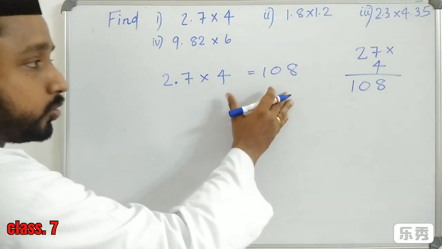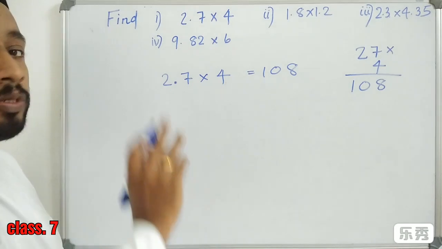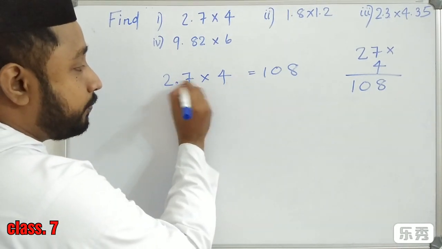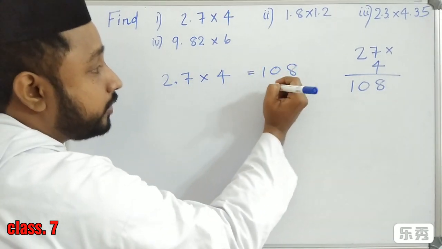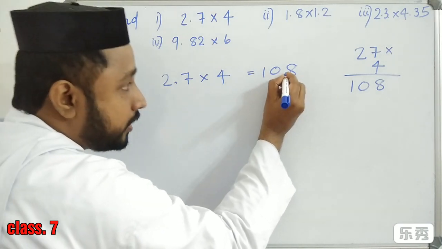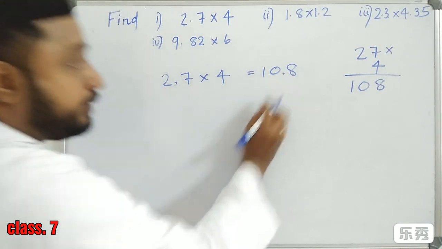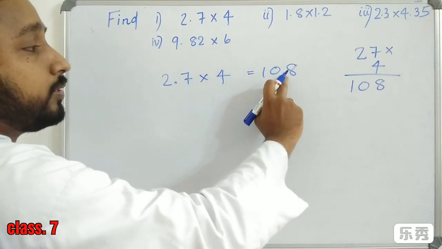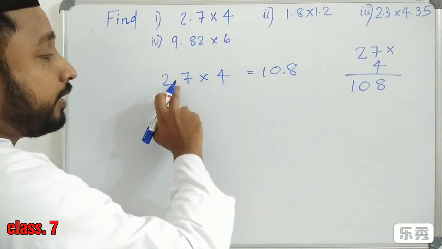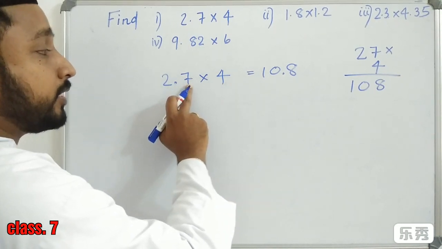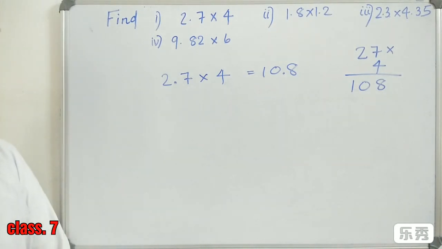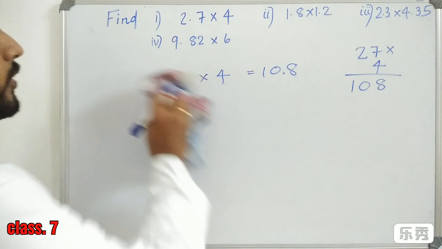So in the answer also, after the decimal point there should be only 1 digit. So we have to place the decimal point here. Then only after the decimal point there is 1 digit. Here 2.7 into 4, only 1 decimal digit after the decimal point. So the answer is 10.8. Next question, 1.8 into 1.2.